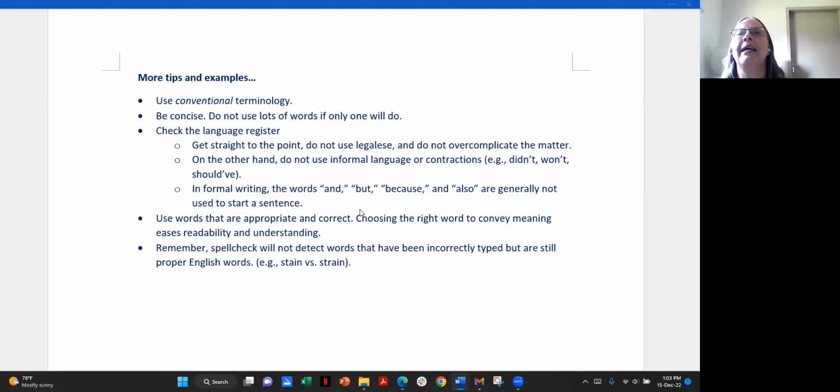And also remember, spell check is a great tool, but it won't detect words that have been incorrectly typed, but are still a proper English word. A good example of that is stain and strain. If you're talking about, I isolated strain A, you could easily make a typo and say, I isolated stain A. This is something that us as editors would most definitely pick up.